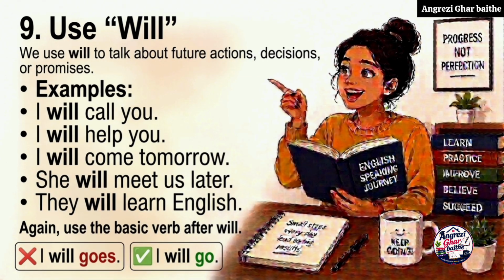9. Use will. We use will to talk about future actions, decisions, or promises. Examples: I will call you. I will help you. I will come tomorrow. She will meet us later. They will learn English. Again, use the basic verb after will. "I will goes" is incorrect. "I will go" is correct.